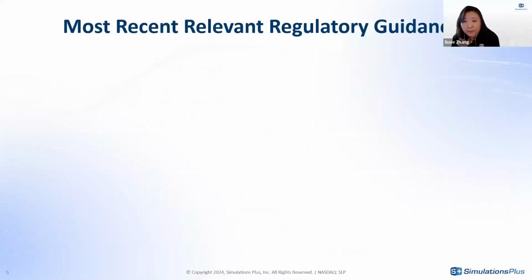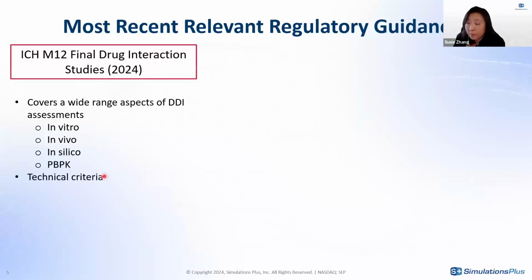Yeah, definitely. So M12 guidance is a dedicated guidance on drug interactions. It was first published in 2012, and 2 years later, it was finalized. It covers a wide range of aspects of DDI assessment. It's more of a technical guidance where it includes in vitro assessment, in vivo assessment, in silico outside of PBPK, as well as some technical recommendations on how the PBPK models should be evaluated, which we'll also be talking about later on. So this is more of a technical guidance. If you need some technical details, you should go there.